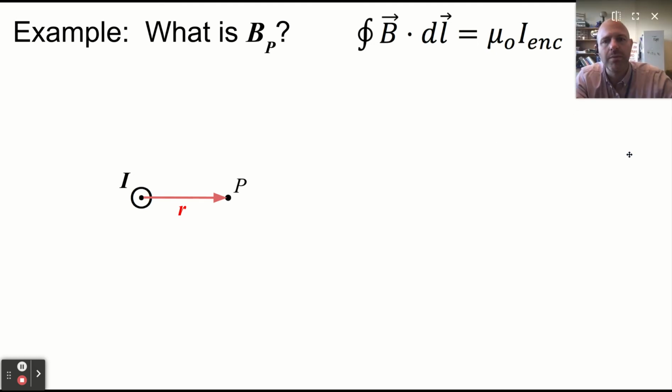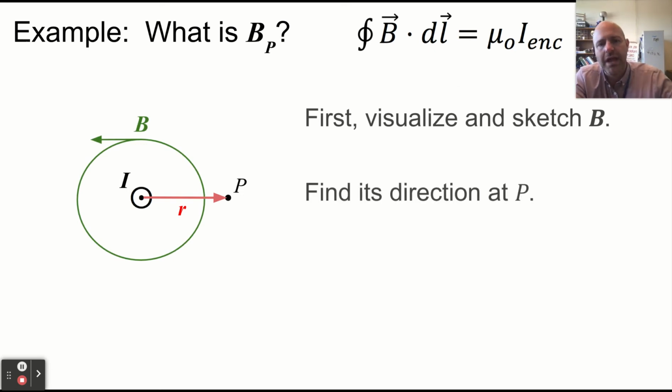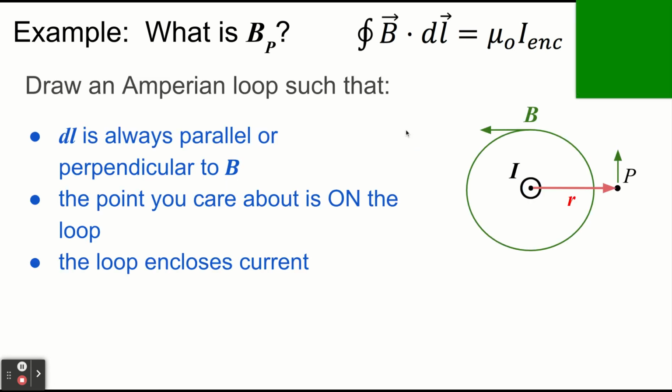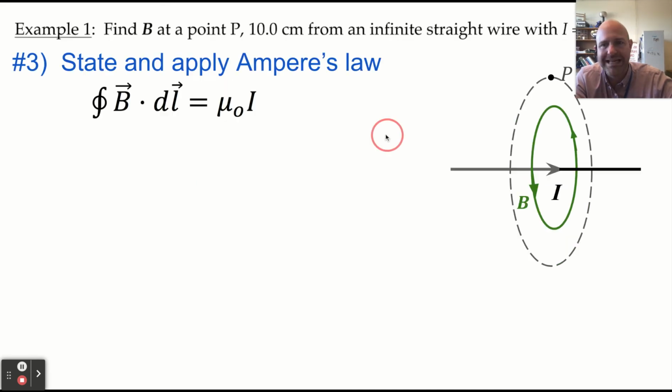So here's a simple one. We have a long current-carrying wire. It's coming out of the screen at you, which means you would have a counterclockwise rotating magnetic field. So we can draw that. We know that we need to find its direction at P, which is going to be just up from the right-hand rule. And if we draw our Amperian loop, it should be centered around the wire, enclosing the wire, and it should go through point P. The point we care about is on the loop, and the loop encloses the current. Those are the key things.